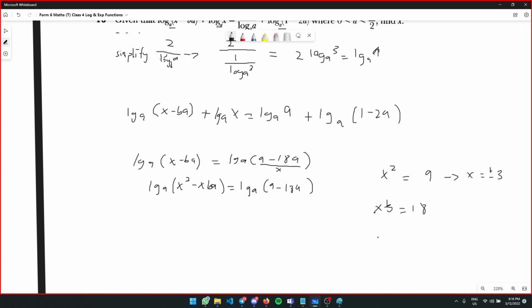But do we only take three, or can we take both? If the final answer is still positive, we can take both. So we have to test it out. We have to put the value inside the equation again, see if it works or not.